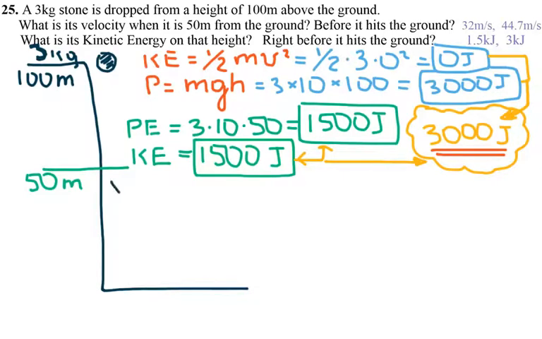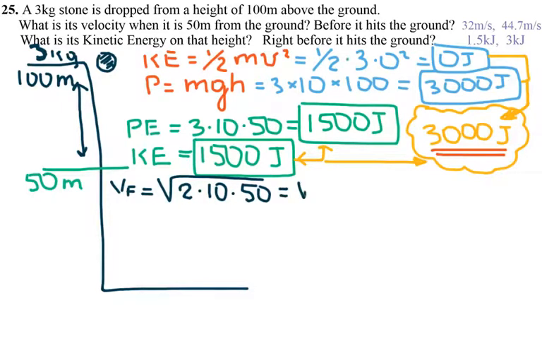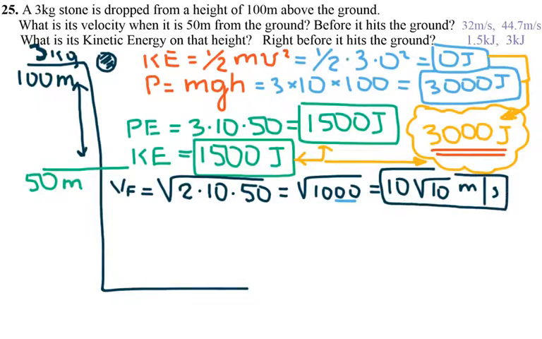I also can find the final velocity right here using the formula. My final velocity when an object moves 50 meters is square root of 2AD, right? 2, acceleration due to gravity 10, and the distance it travels is 50. So that is the square root of 1000. And I can take the square root of 100, which gives me 10 square roots of 10 meters per second. So an object that falls 50 meters will have this type of velocity.